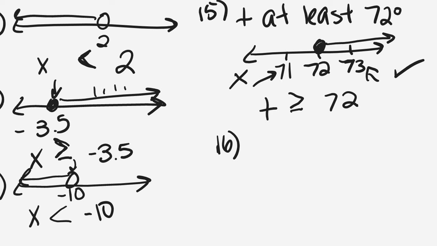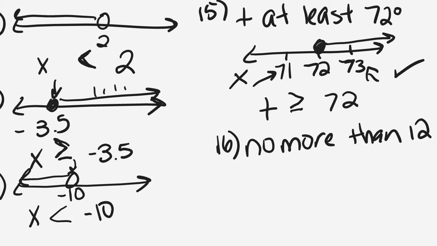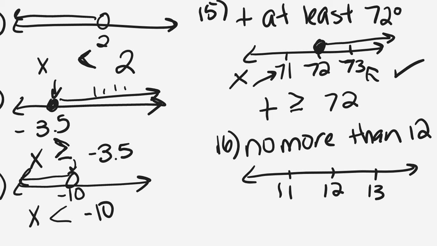All right, number 16. It says no more than 12 students were present. So no more than 12. All right, let's draw our number line. Let's put 12, let's put 13, and let's put 11. All right, so no more than 12. So can it be actually 12? Yeah, just can't be more than, right? So solid circle on 12.